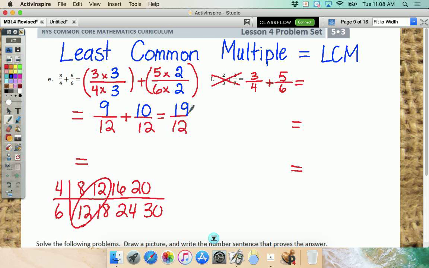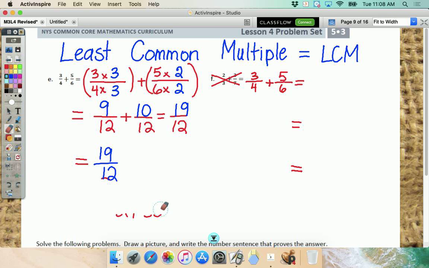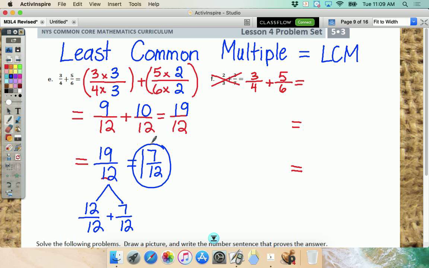Wait a minute. Now I'm not done because that's an improper fraction. Correct? So we got to make it into a mixed number. And I don't have room to write because, do you guys have room to write? Yeah. Okay, so I'm going to erase this. And I'm going to take out 1 whole. What's 19 minus 12? So my answer is 1 whole and 7 twelfths. That's a mixed number, okay?